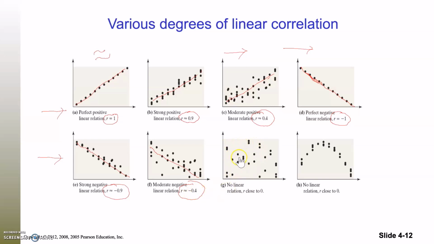Look here, the plot G. There seems to be no straight line pattern. At least I can't see a straight line pattern here, right? So there is no linear correlation. So R must be close to 0. When R is close to 0, it means there is no linear correlation. Look at this one also. There is no straight line pattern, although there is a pattern.